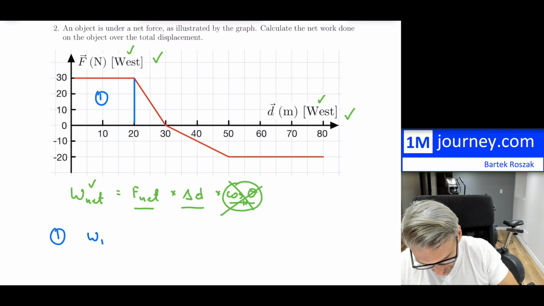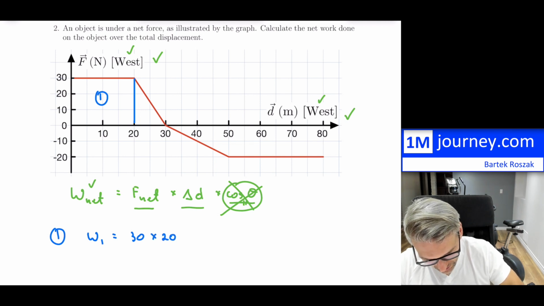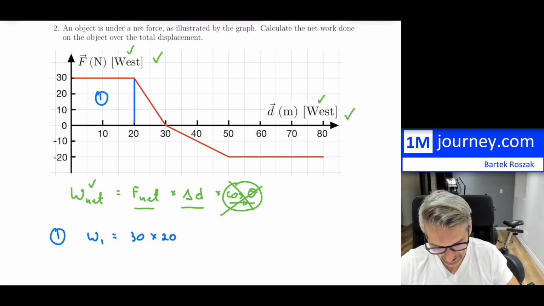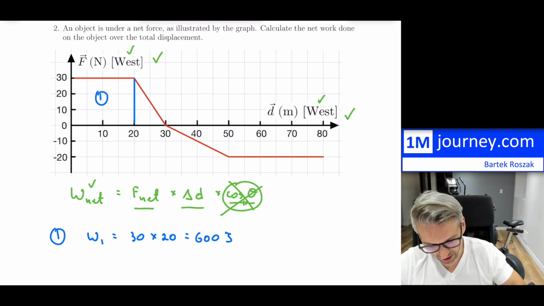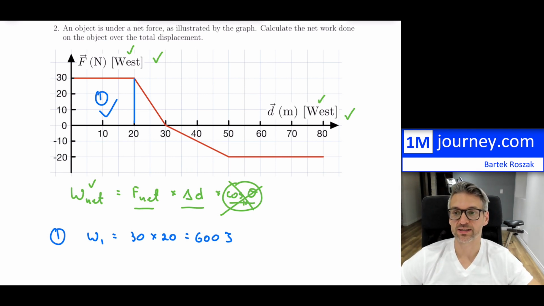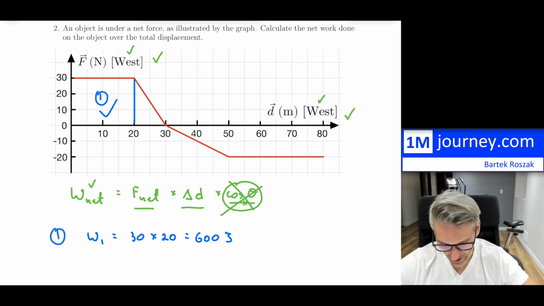This is number 1, and this is going to be the actual work. I'm going to put a little 1 there. It is equal to the area, which is 30 multiplied by 20. Notice that this is all in meters and newtons. So this is going to be 600 joules of work. That's on the positive side, and it's easy to find the area because it's just a rectangle.